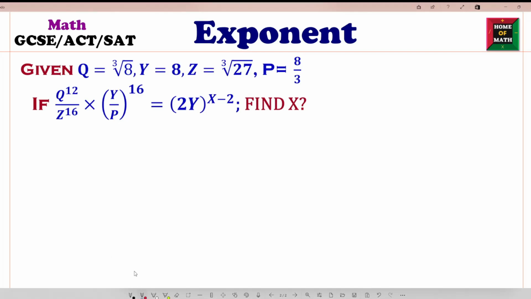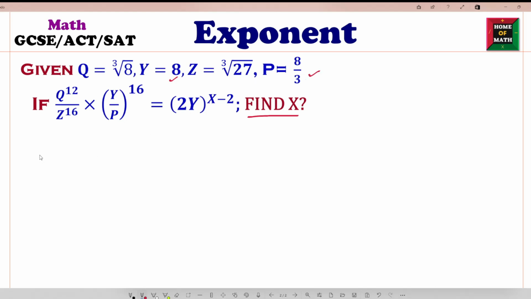If q to the power 12 divided by z to the power 16 times y divided by p to the power 16 equals 2y to the power x minus 2, find x. Here q equals the cube root of 8, y equals 8, z equals the cube root of 27, and p equals 8 by 3.